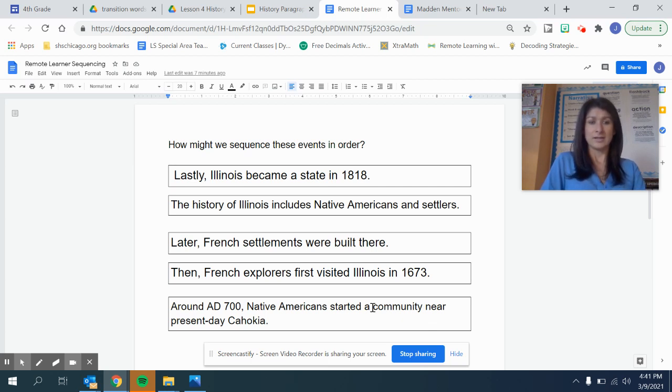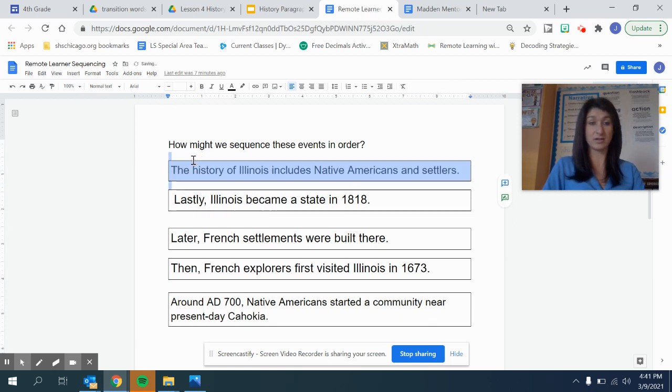Well, I'm going to think about the structure of my paragraphs, and I know that I always need to start with a topic sentence. Which one of these might sound like a topic sentence to introduce a history paragraph? Well, to me, the history of Illinois includes Native Americans and settlers. It's giving me a general overview of what the paragraph would be about. So let's see if I can move that over here.